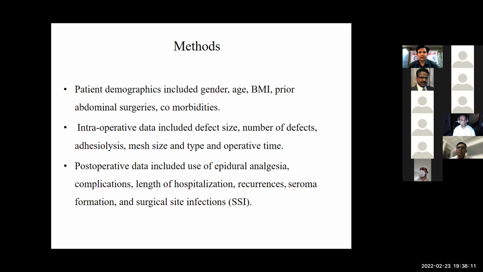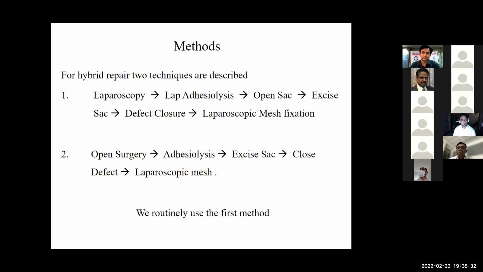Methods: patient demographics include gender, age, BMI, prior abdominal surgeries and comorbidities. Intraoperative data include defect size, number of defects, adhesiolysis, mesh size, type, and operative time. Postoperative data included epidural anesthesia, complications, length of hospitalization, recurrence, seroma formation, and surgical site infections.